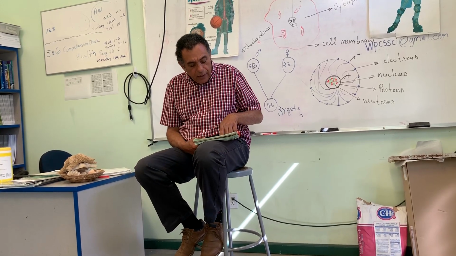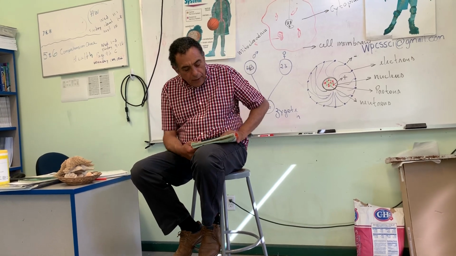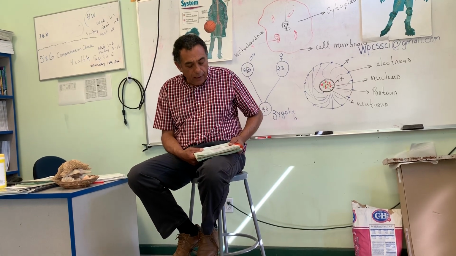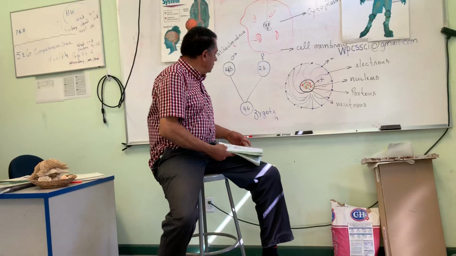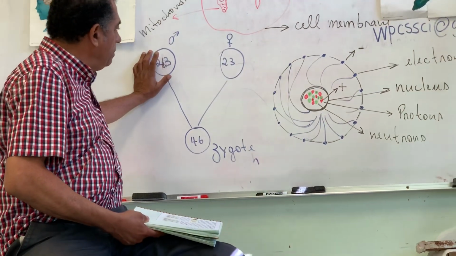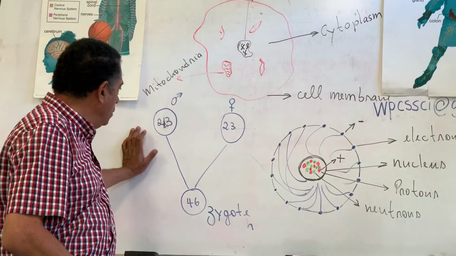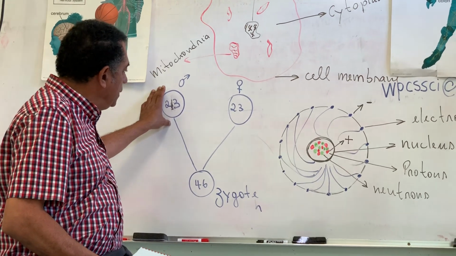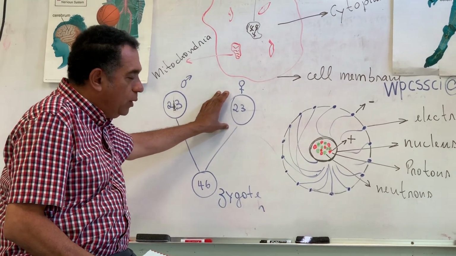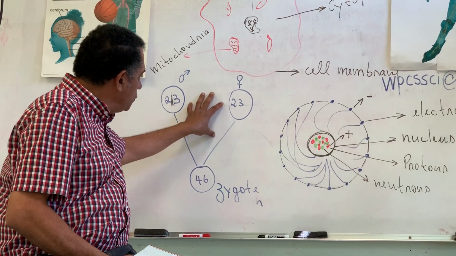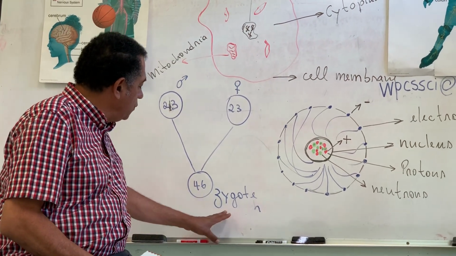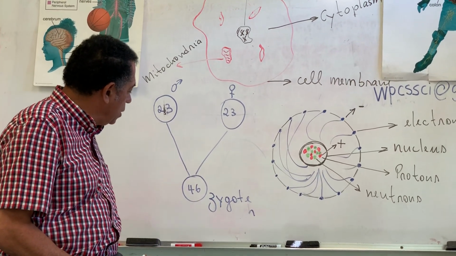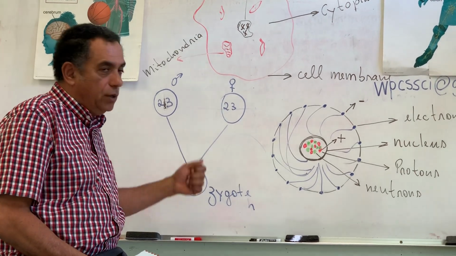If you read here on page 403, you're going to see 23 chromosomes coming from our father. I wrote here, this is the symbol of a man, and this is the symbol of a woman, male and female. So 23 chromosomes come from a father, and 23 chromosomes come from a mother. These 23 chromosomes get together and form a zygote. Zygote, that's 46 chromosomes, that's 23 pairs of chromosomes.